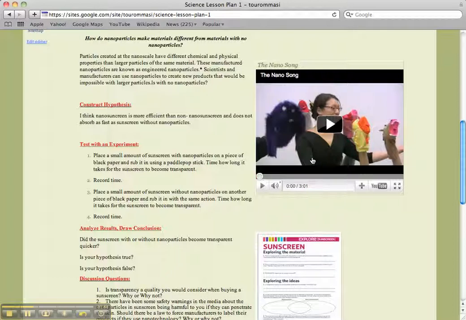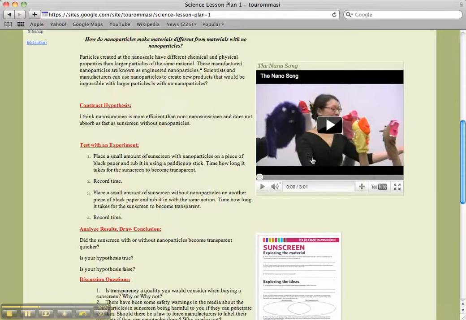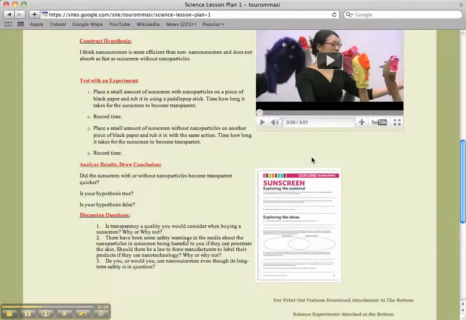First, I want them to place a small amount of sunscreen with nanoparticles on a piece of black paper and rub it in using a paddle pop stick. I want them to time how long it takes for the sunscreen to become transparent. Record the time. Then I want them to do it again, but this time using sunscreen without nanoparticles on another piece of black paper. Rub it in the same way and time how long.